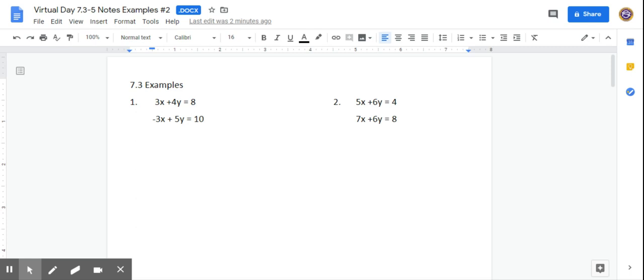Good morning, everybody. All right, so we're going to do examples for 7.3, 7.4, and 7.5. It sounds like a lot, but they're really all basically the same. You have to remember, what are we trying to do in this chapter? This chapter is solving systems of linear equations. That means, basically, where do the two lines that they give you the equations for intersect?